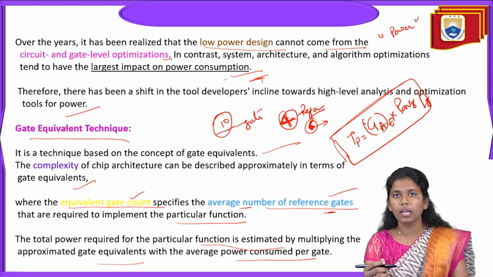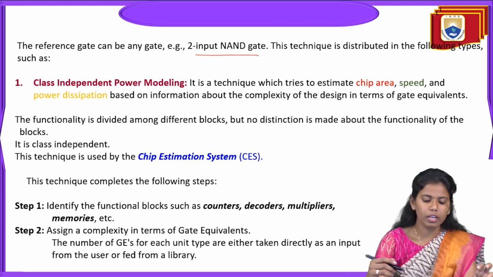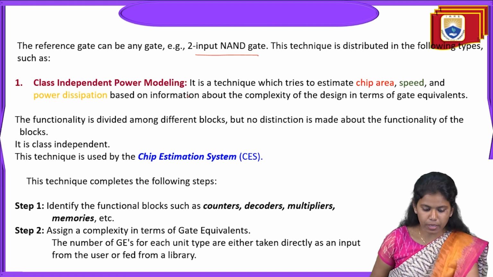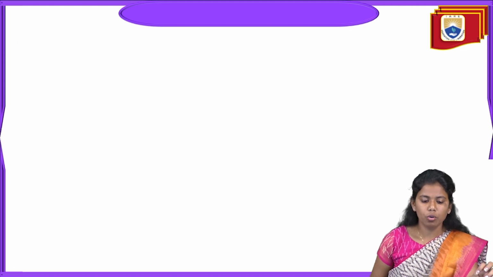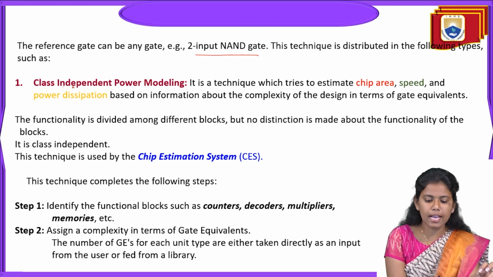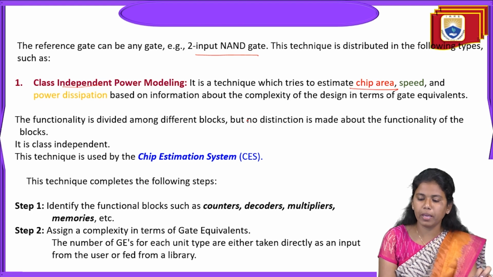Now we will see there are 2 cases where we can observe the power modeling. One is the class independent power modeling, and the second one is the class dependent power modeling. The class independent power modeling is a technique which tries to estimate chip area.